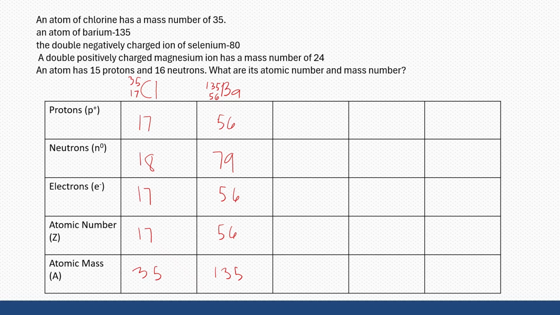Next example. Let's say we have a double negatively charged ion of selenium 80. First, the symbol for selenium, Se, then it has a mass number of 80, and it is stated that it has a double negative charge. So let's write negative 2. So the charge is written on the upper right side of the element.